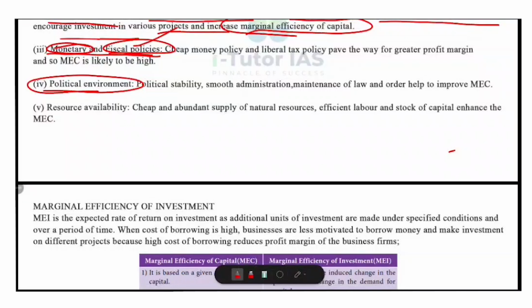If there is a stable political situation and strong governance and law and order, it creates confidence among investors. If there is political instability or corruption or frequent policy changes, that will discourage investors from investing, and that leads to MEC fall. For example, if a country has political stability and clear industrial policies, both domestic and foreign investors feel safe and therefore MEC increases.